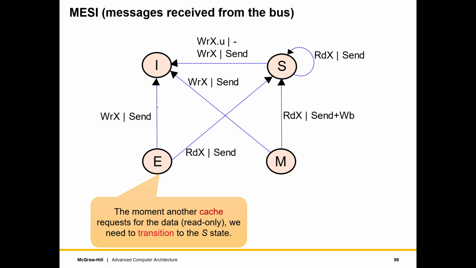So here are the transitions on bus events. So let's say we are in the E state, we have a write miss.